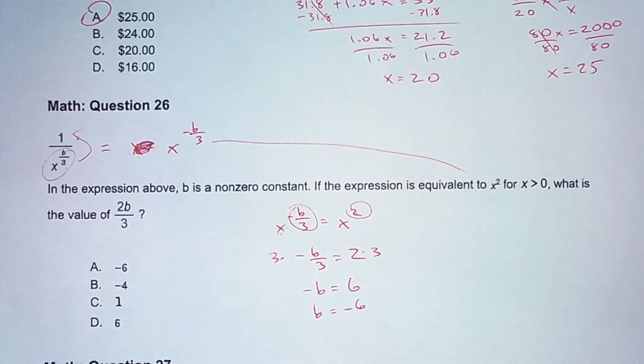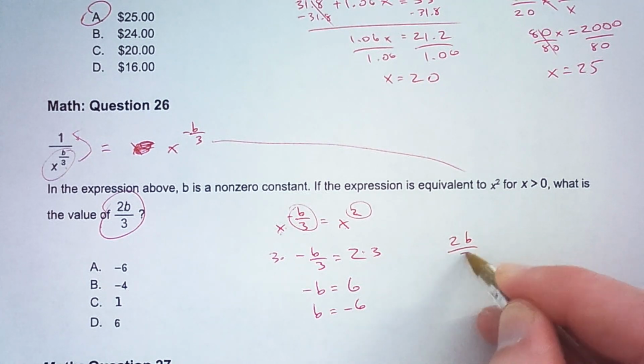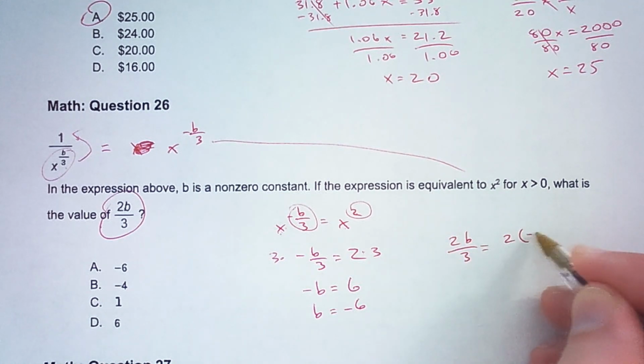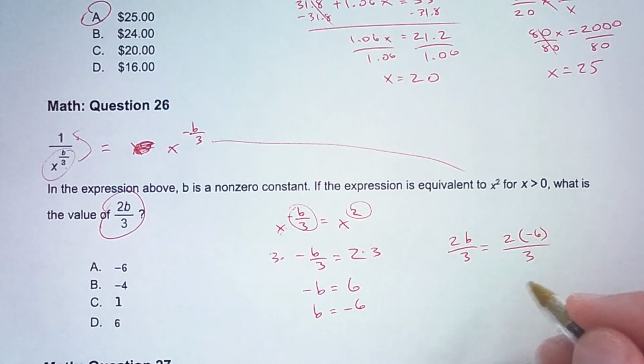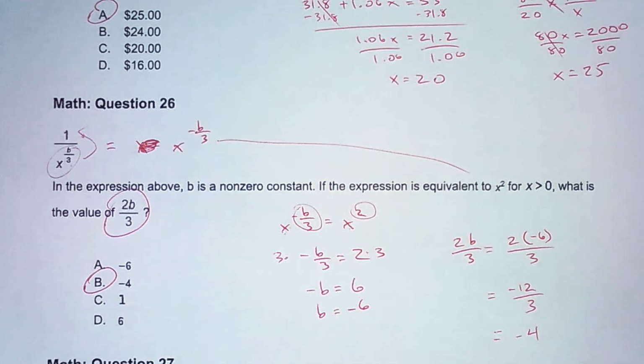Okay, so the question is not what is b, that would be option A here, but it is what is 2 times b over 3. So 2b over 3 is 2 times negative 6 over 3. So that's negative 12 over 3, which is negative 4, which is option B.